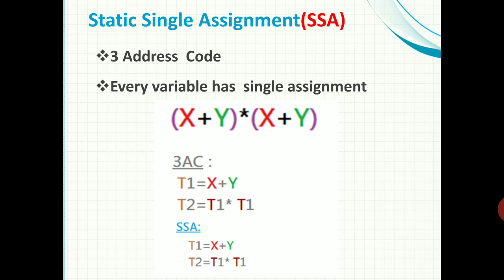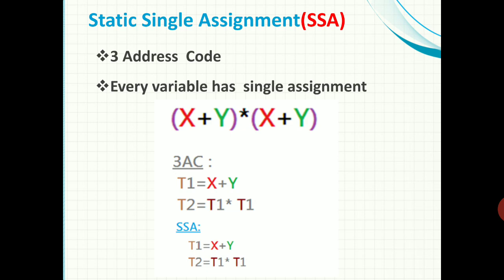Consider an example, that is x plus y star x plus y. Here the value x plus y should be evaluated first. So the three address code corresponding to this is t1 equal to x plus y. Then the same result is used for the multiplication, so t2 will become t1 star t1. Here t1 has only one assignment and t2 has only one assignment. So it is also in SSA code, that is static single assignment.